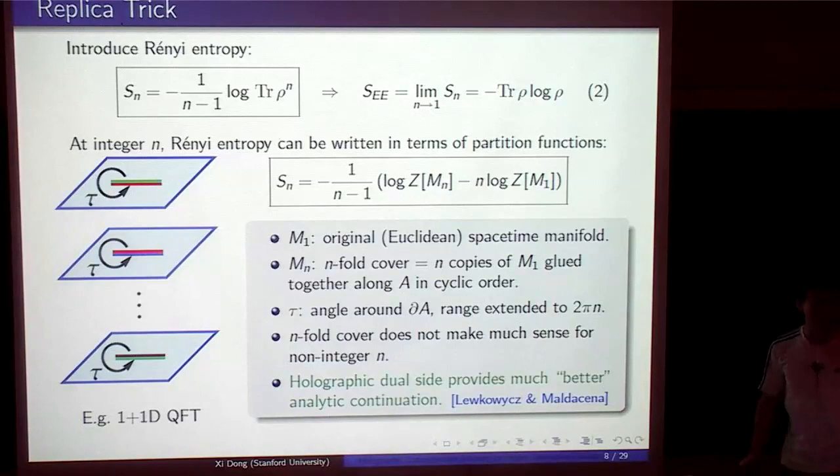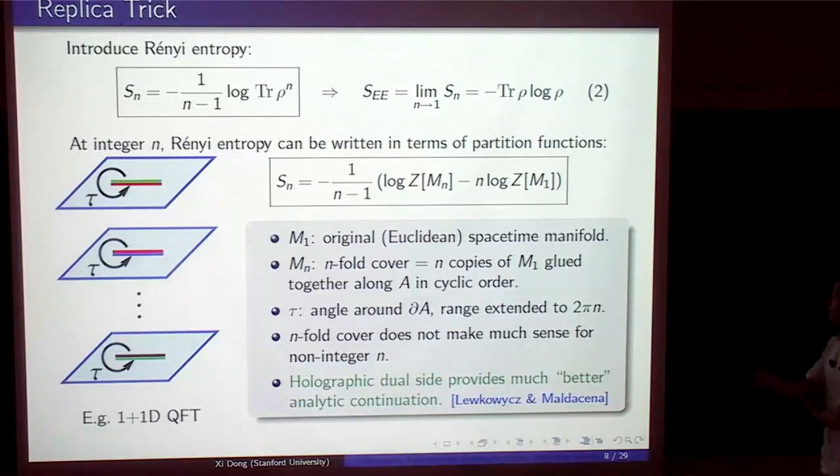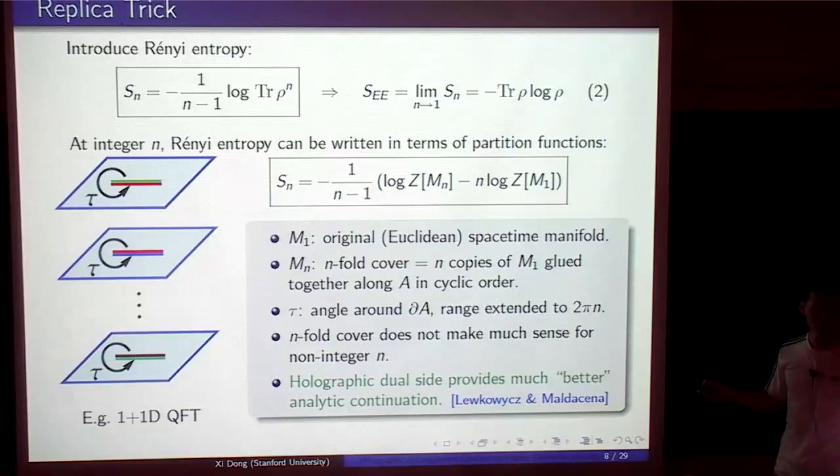The Renyi entropy is useful in the sense that at integer n, it can be written in terms of partition functions. It's important to note that the entanglement entropy involves a log, which cannot easily be written in terms of the partition function of some local action. But the Renyi entropy at integer n can be written like that. And the partition function is defined on a particular space called the n-fold cover.